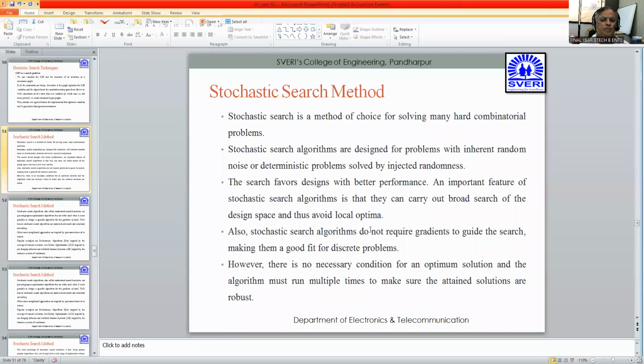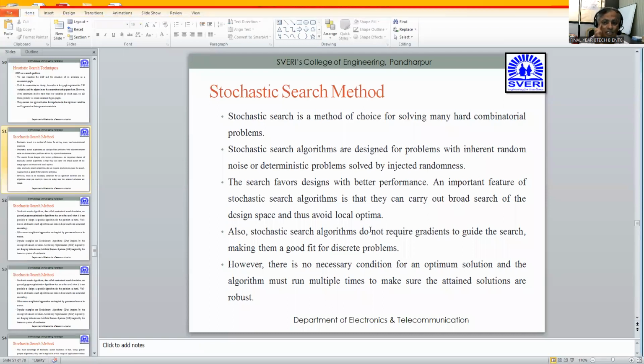मगर इस केस में stochastic search में आपको gradients की जरूरत नहीं है in order to go for a search. They are actually very good fit for discrete problems because of this thing. However, there is no necessary conditions for the optimal solutions, and the algorithm must run multiple times to make sure the attained solutions are robust.